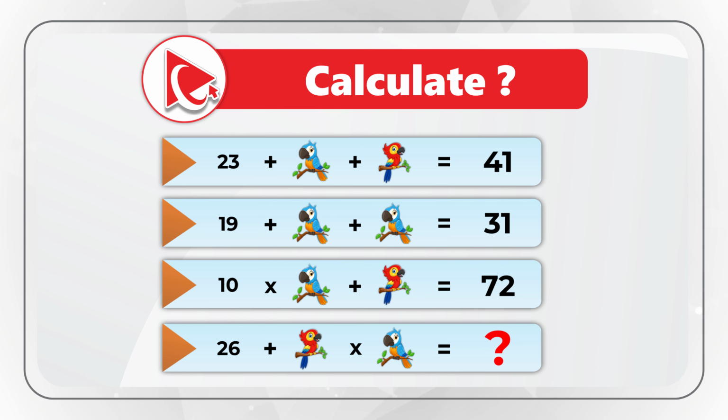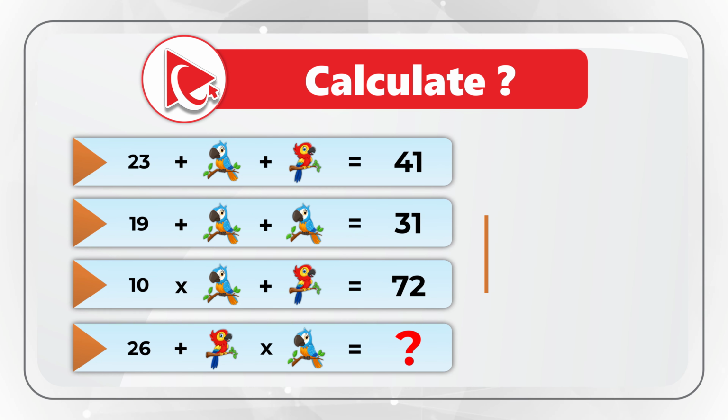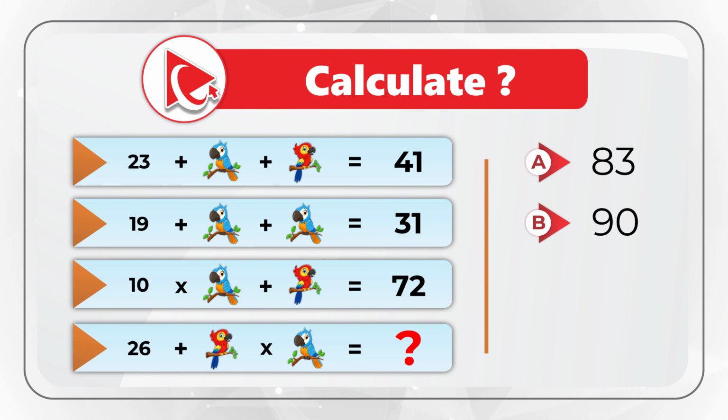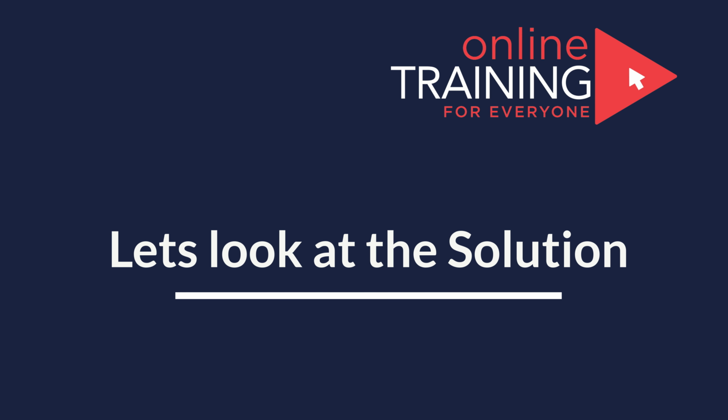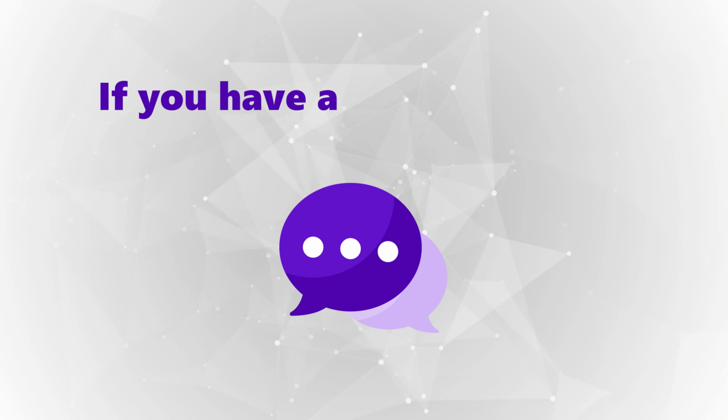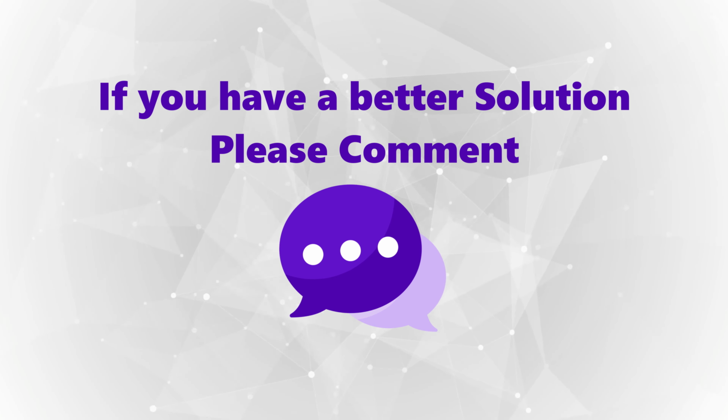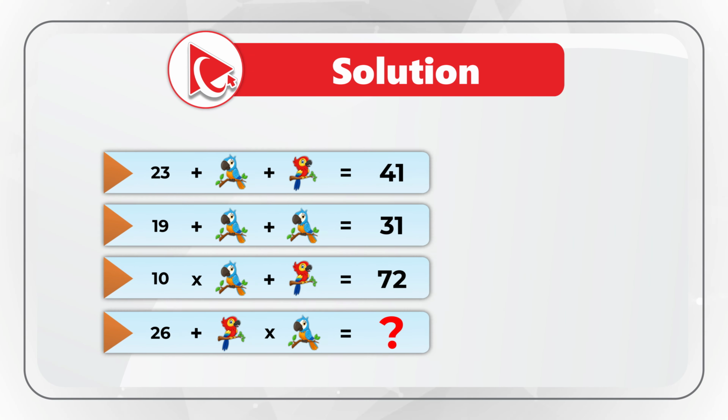You need to select the missing value out of 4 possible choices. Choice A, 83, choice B, 90, choice C, 98, and choice D, 107. Take a close look to see if you can calculate the answer. And on my end, I am moving forward to share with you my version of the solution. And obviously, if you have a better way to solve it, please make sure to post in comments so we can all learn.